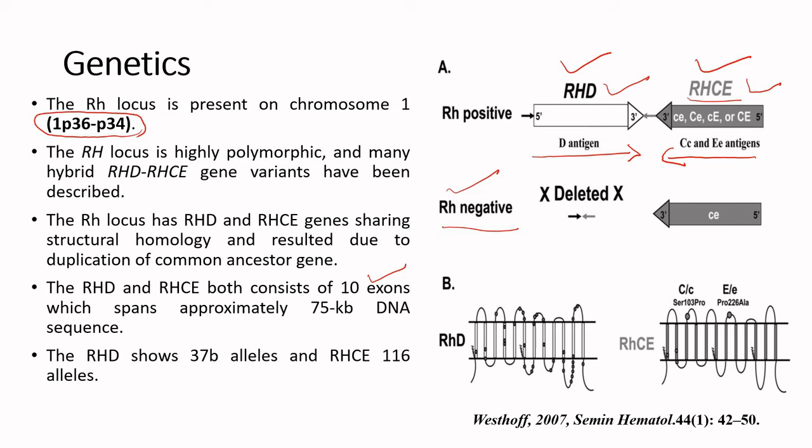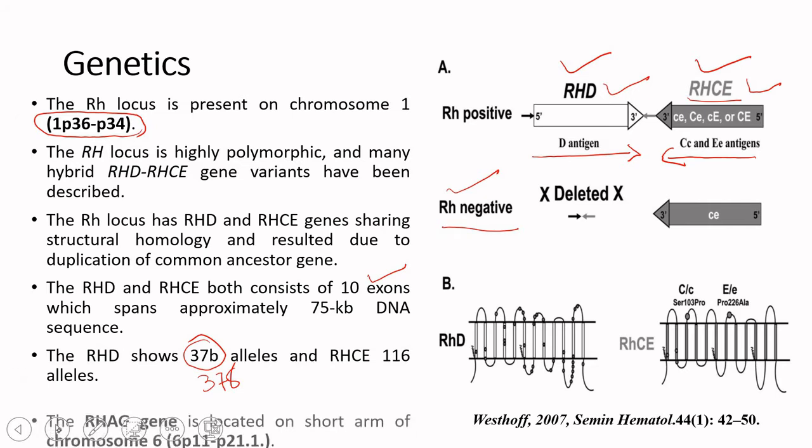RHD shows, sorry, it is not 37, it is 378 alleles, and RHCE has 116 alleles. So here also you can see there are a number of different alleles which can recombine to form or express different types of antigens. That is how 54 different antigens are observed in this Rh blood group.